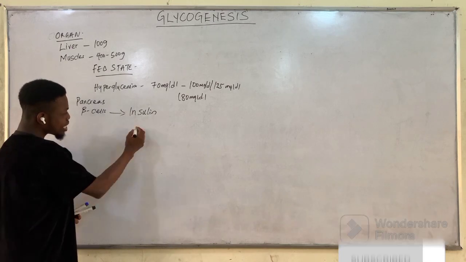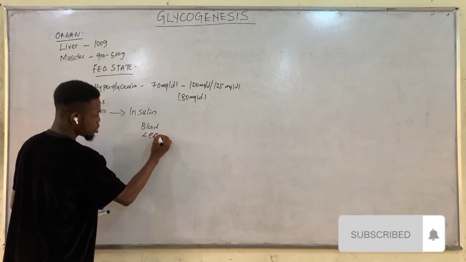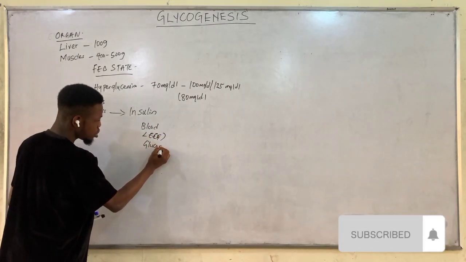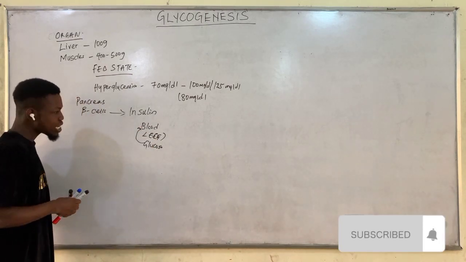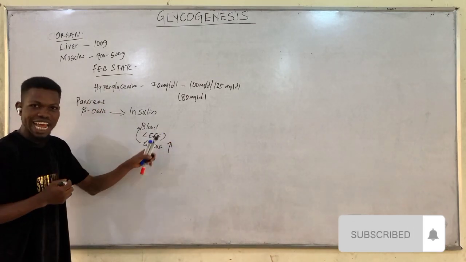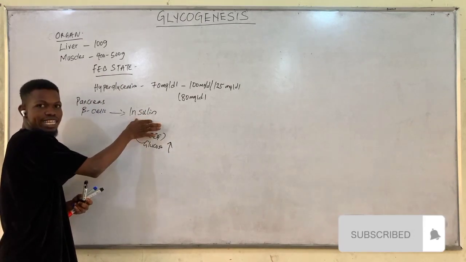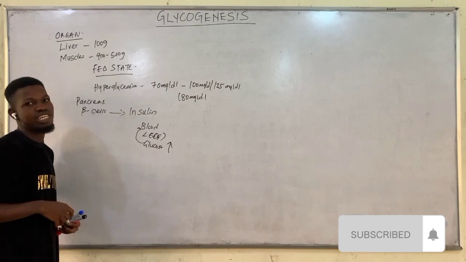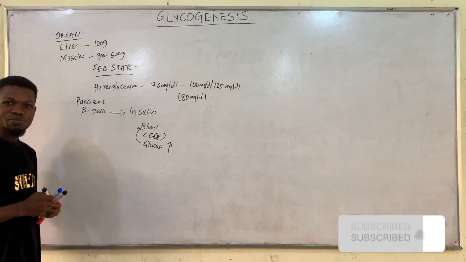So in the blood, the extracellular fluid, the ECF, there is the presence of what? Glucose. I get what I'm saying now. So because there is high concentration of glucose in the blood, that's what we call what? Hyperglycemia. So this insulin needs to be stimulated in order to stimulate the process called what? Glycogenesis.